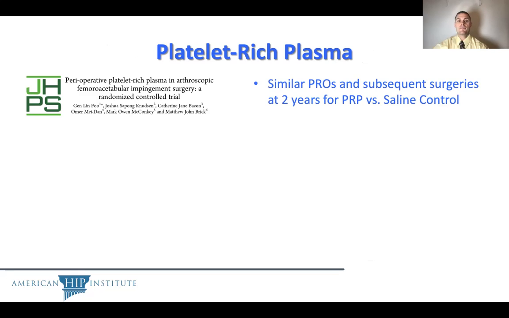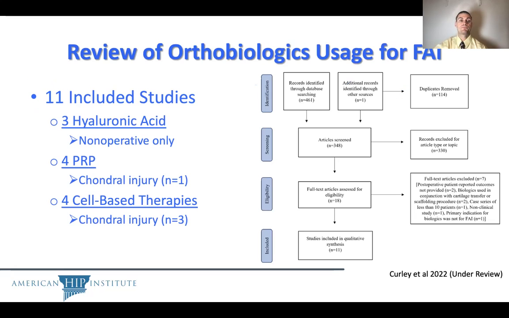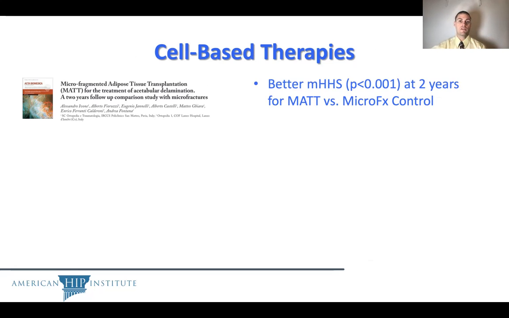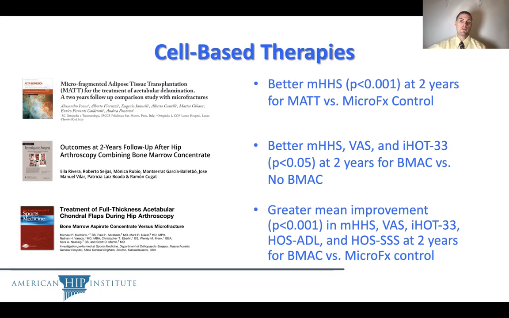The one PRP study found similar PROs and subsequent surgeries at 2 years for the PRP group in comparison to the saline group, which suggests that the PRP did not confer any additional benefit in this cohort. Of the 3 chondral injury studies for cell-based therapy, all 3 of these studies demonstrated significantly better PROs at 2-year follow-up for the cell-based therapy group in comparison to their respective control groups.